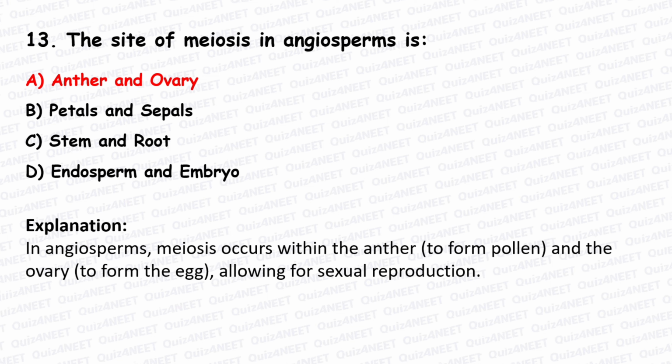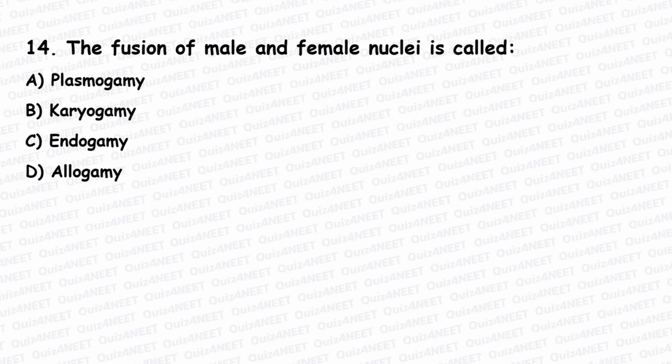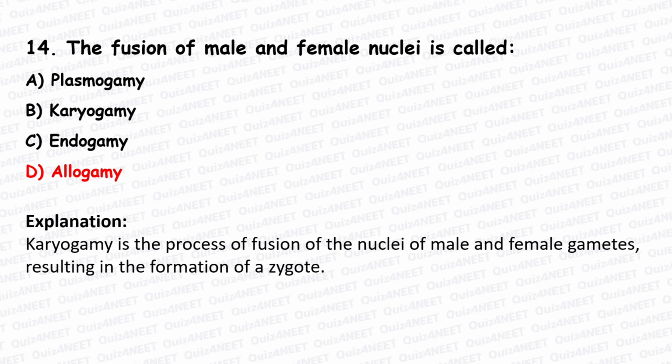In angiosperms, meiosis occurs in the anthers to produce pollen and in the ovaries to form egg cells. 14. The fusion of male and female nuclei is called A. Plasmogamy, B. Karyogamy, C. Endogamy, D. Allogamy. The right answer is B. Karyogamy. Explanation: Karyogamy is the process where the nuclei of the male and female gametes fuse to form a zygote.